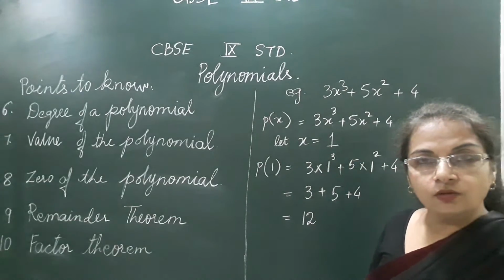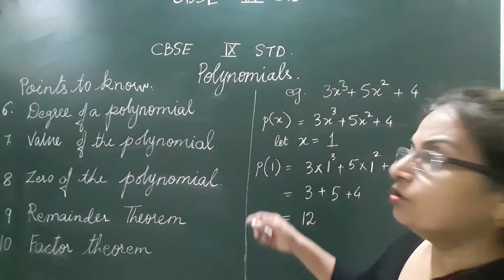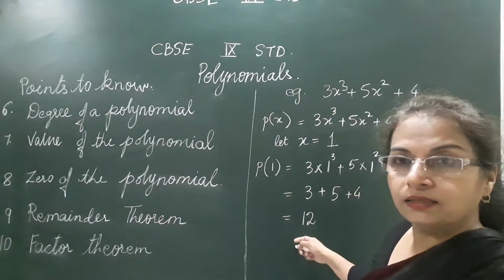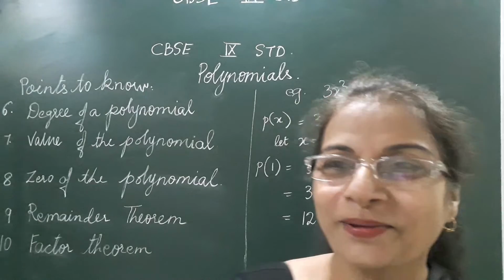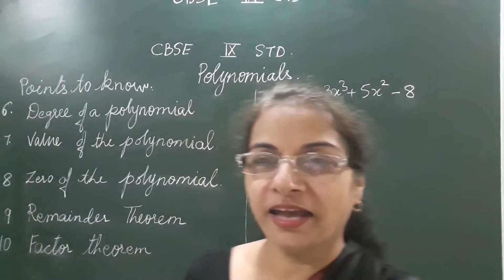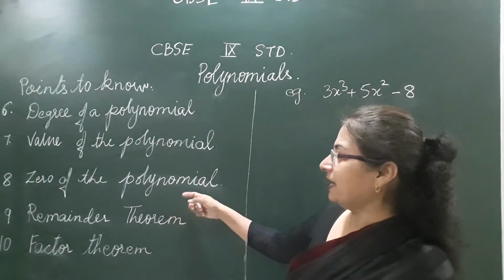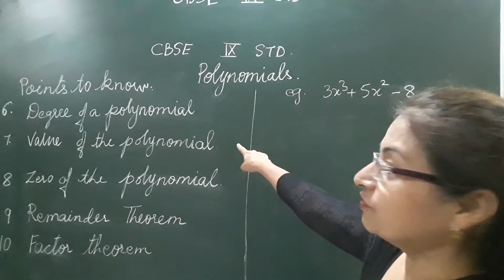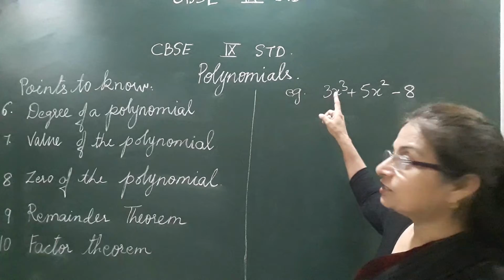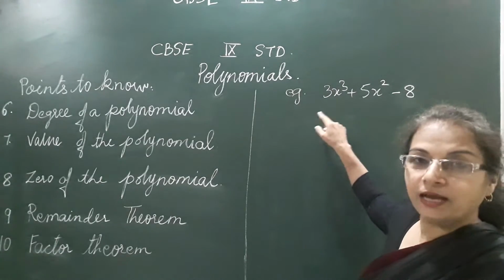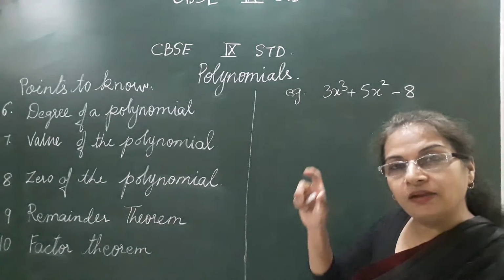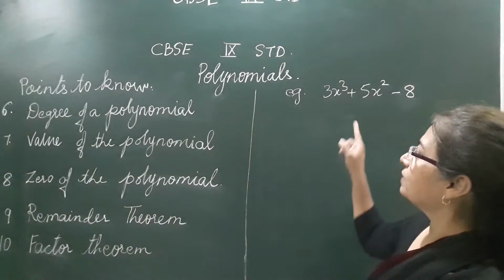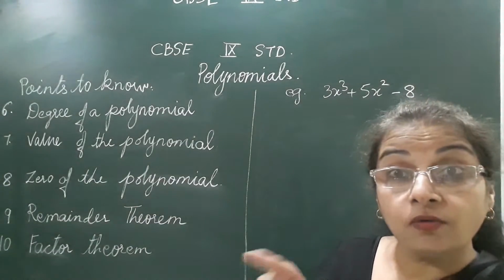Have you understood? The value of the polynomial means you simply substitute the value of x and evaluate the final answer. Is that clear? Now we come to the next concept. Before that, I'll revise again. What is meant by the value of the polynomial? You have to substitute the value of x in that particular polynomial, and after evaluating, the final answer which you get is the value of the polynomial for that particular value of x.